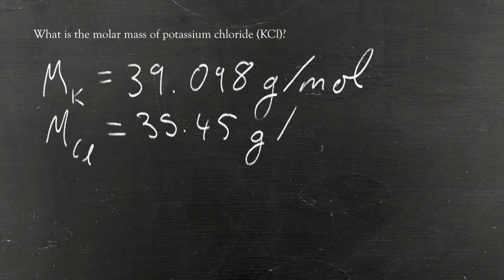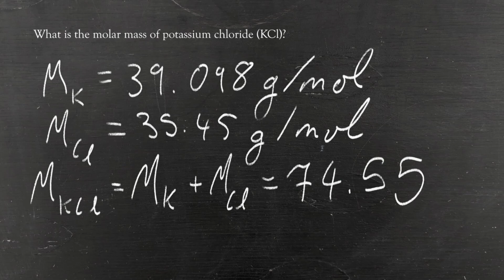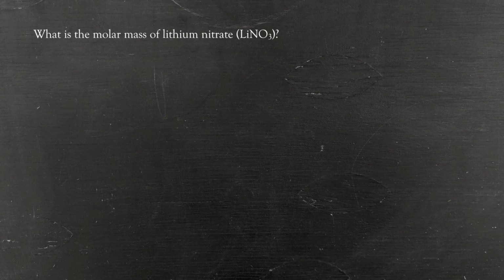35.45 grams per mole. So the molar mass of potassium chloride is equal to the molar mass of potassium plus the molar mass of chlorine, which equals 74.55 grams per mole.